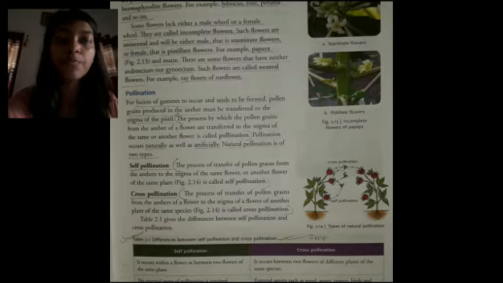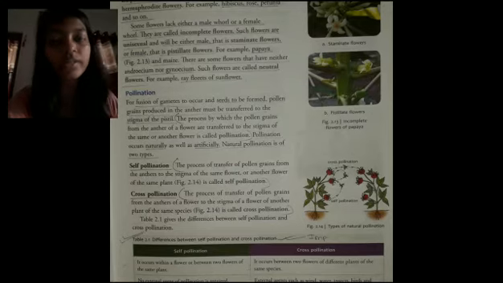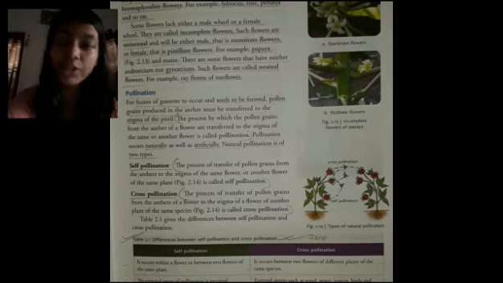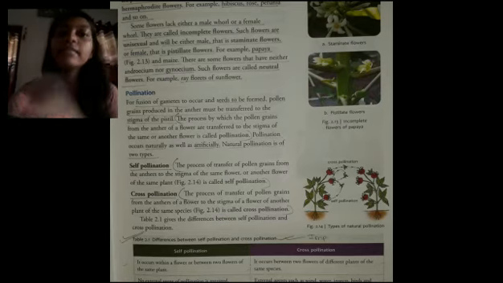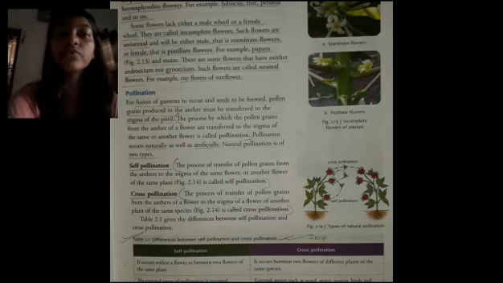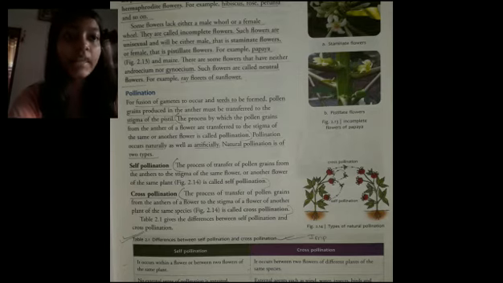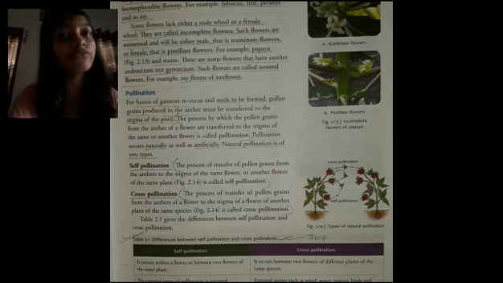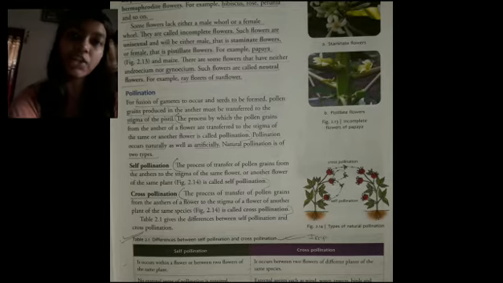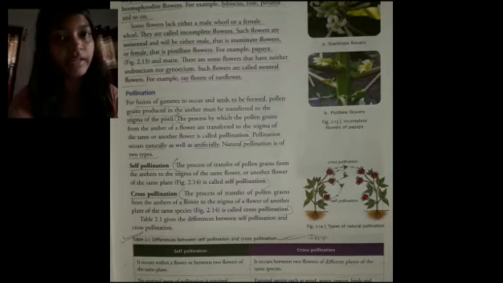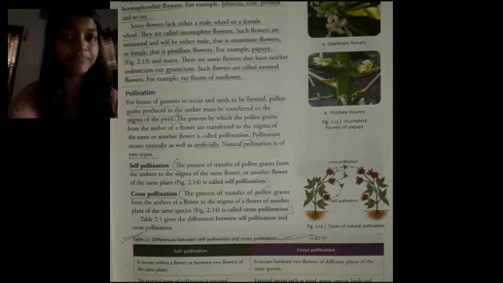The process by which pollen grains from the anther of a flower are transferred to the stigma of the same or another flower is called pollination. So this is the definition of pollination. Now pollination can be of two types, natural pollination and artificial pollination. Here we will only learn about natural pollination.